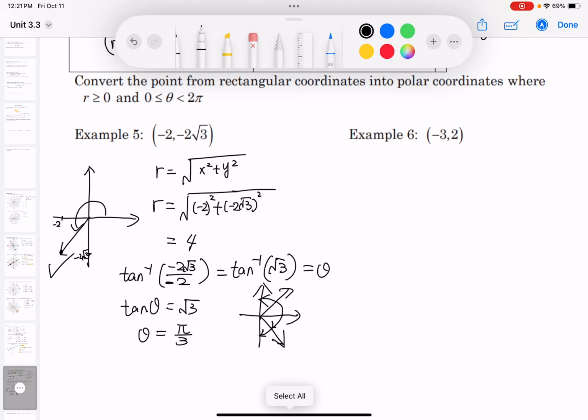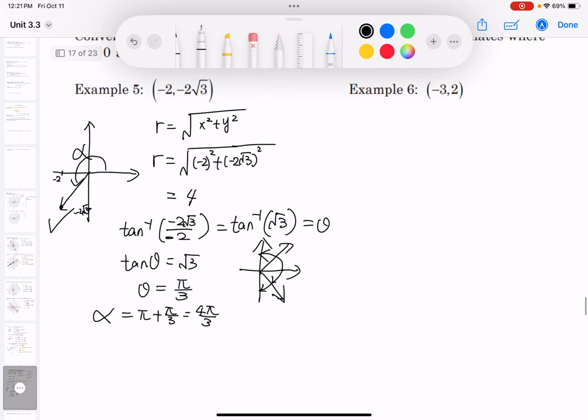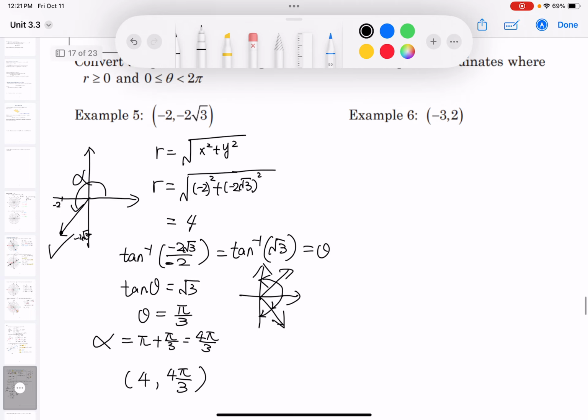maybe we say alpha, because now we have alpha is equal to pi plus pi over 3, which is 4 pi over 3. So the polar coordinates are 4, 4 pi over 3. It's asking us to find it in the radian measure. Okay, let's see the next one.